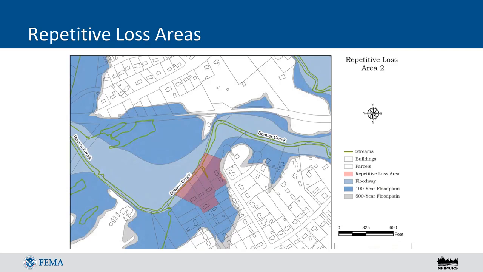Here is an example of another way to show your repetitive loss areas. We do give communities a lot of latitude within the parameters of their individual GIS system to provide products that meet the intent of the requirement in the manual. Just because you see it a specific way in the manual does not mean that's how you have to do it. It is simply an example.